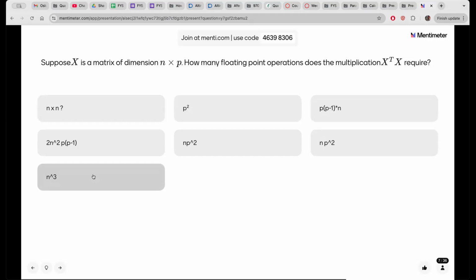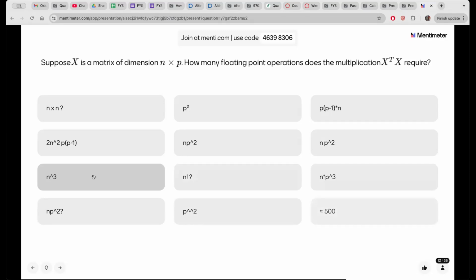But if this is a square matrix, if p is equal to n, then the last one is correct. It's n cubed. It's actually 2 times n cubed. But the one which is closest to the answer is actually p times p minus 1 times n. So if you want to write it down for that specific case, I'm just going to write it on the blackboard.